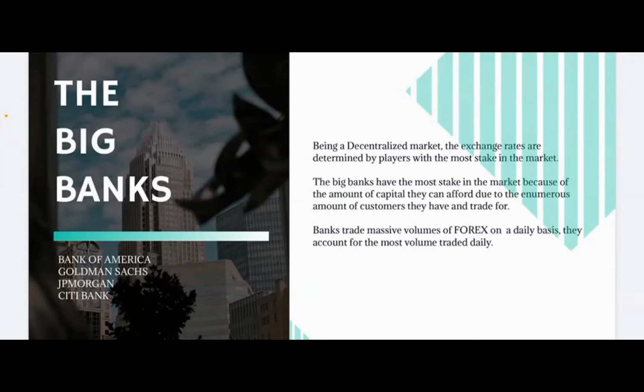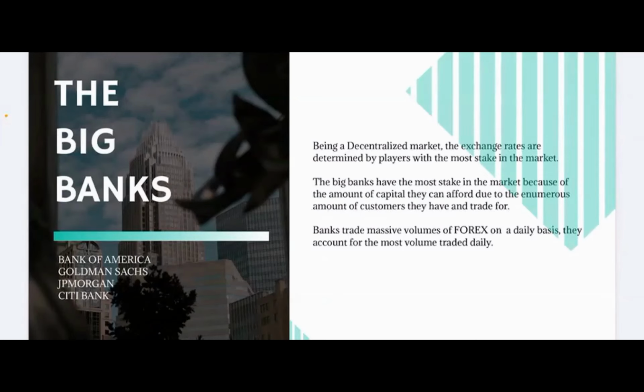So at any point in time, if they want to influence exchange rates, for instance, they can do it by trading. Trading in large volume like that makes it possible for the banks to affect the exchange rate and determine the exchange rate. So if it's not favorable and they want it favorable for them, they know how they can make it possible, by maybe reducing or increasing the volumes they trade at that time.